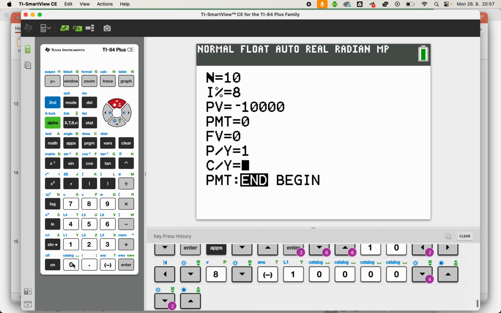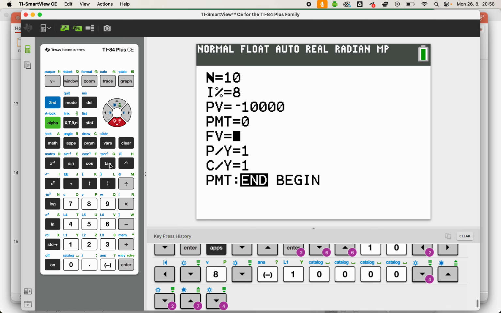So again, N, number of periods that are happening. In this case, 10 years. I, 8%. Principal value, we're putting $10,000 into the bank. We're giving $10,000 to the bank, so it's negative. No payments, we want to know the final value. That's why it hasn't calculated yet.